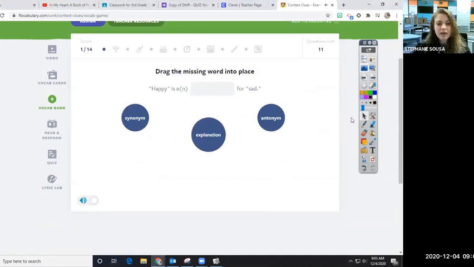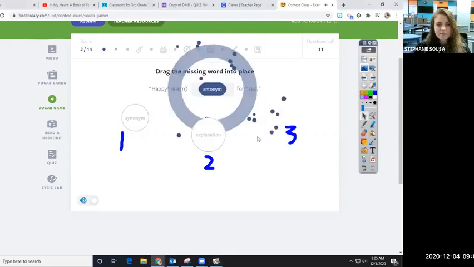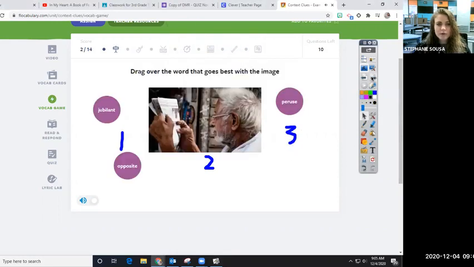Happy is a blank for sad. Happy and sad, those are opposites. So if they're opposites, are they synonyms, explanations, or antonyms? Happy is a blank for sad. What is it? Show me with your fingers. Opposites are 3, 3, 3, 1, 3, 3, 2, 2, 2. I think there's more 3s. Antonym is correct. Ooh, we got some beat.